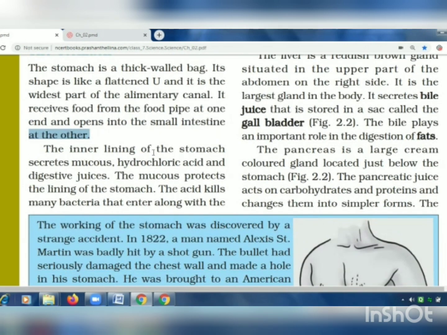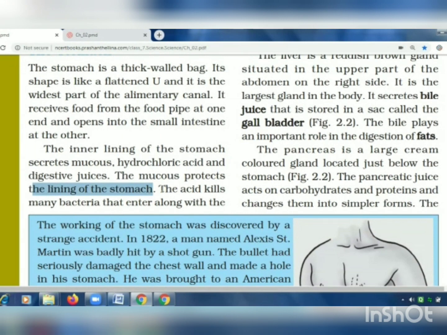Now, the inner lining of the stomach. The inner lining of the stomach secretes what all things? Mucus, hydrochloric acid, and digestive juices. Now, what is the function of mucus? The mucus protects the lining of the stomach. It means that the wall of the stomach, or the lining of the stomach, is not damaged, right?